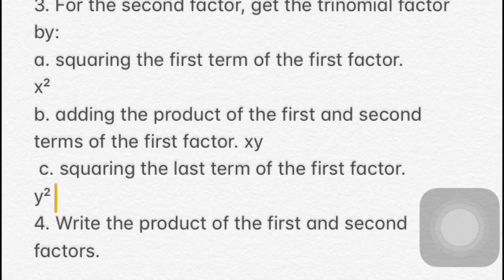Then we're going to write the product of the first and second factors. So our factor will be x minus y times the quantity of x squared plus xy plus y squared.